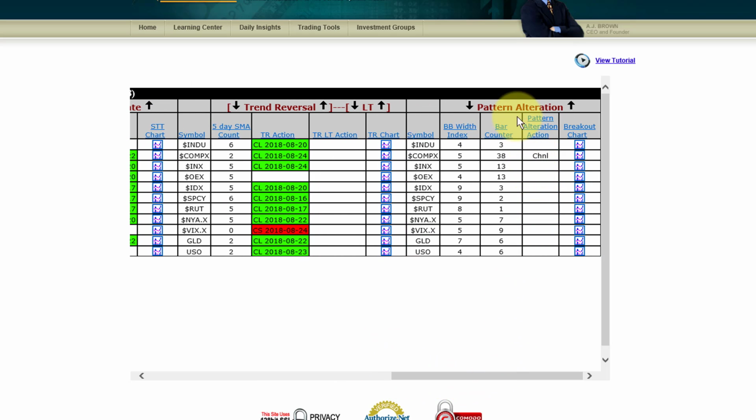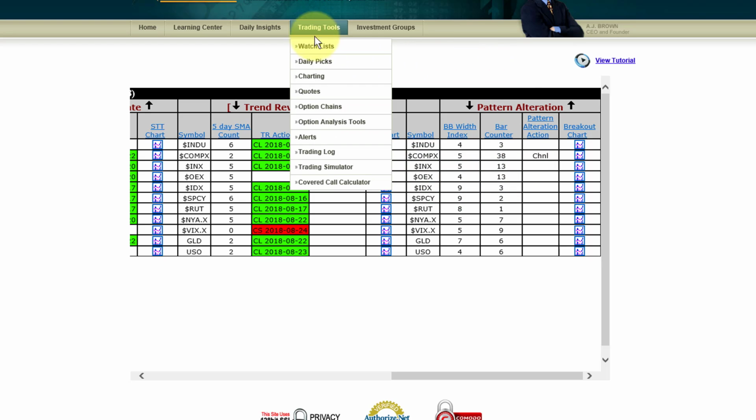And taking a look at our pattern alterations, our Bollinger Band Width Index is getting tighter but still in the mid-range with 4s, 5s, and in some cases 9s and 8s. Our bar counter looks to be in single digits in some cases, but for the technology stocks, the S&P 500 and the S&P 100, we're still in double digits, hinting at some channeling. The question is, have we entered a bull trend? Let's take a look at some charts.